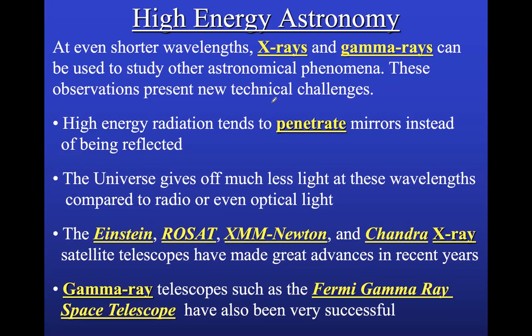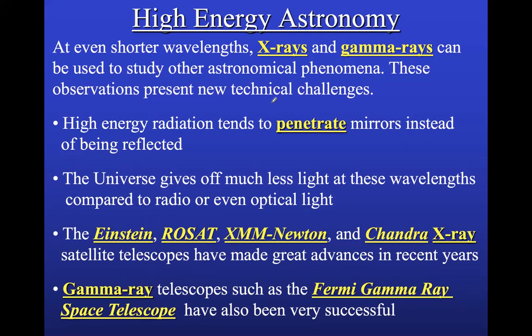Normally, you know that when you observe in optical regions, these light rays just come and hit the mirror and then get reflected, right? But these high energy photons, specifically X-rays and gamma rays, don't reflect. Instead, they will penetrate through the mirrors, right?